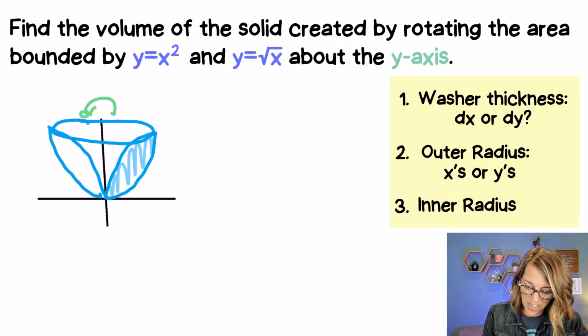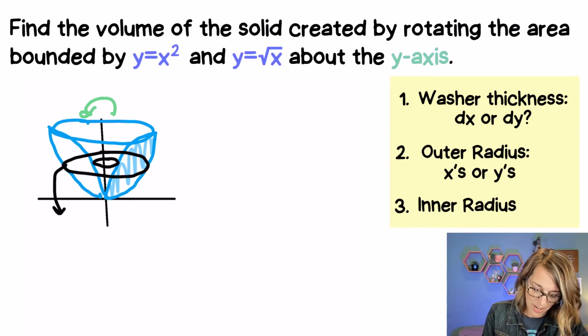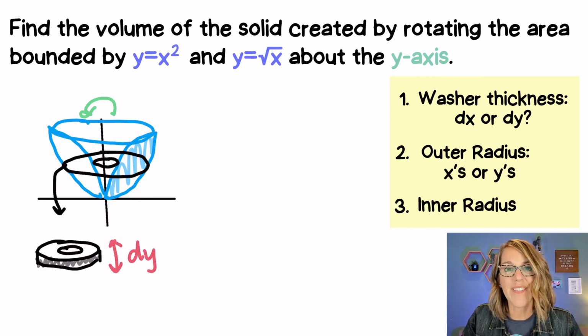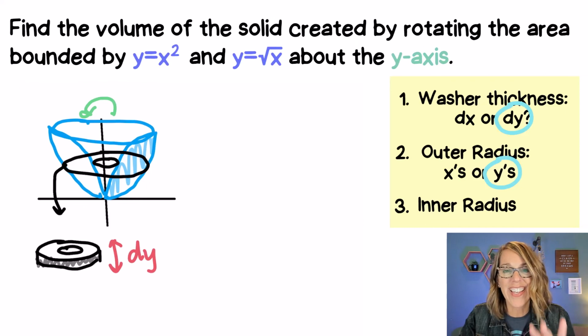So if I were to draw in a sample washer here, it would look kind of like this. Let me pull it off here. So it's going to look like this. Let me give it some thickness. And we can determine pretty quickly that this thickness here is in the y direction. That puts everything into motion. Everything in this integral is going to be in terms of y.